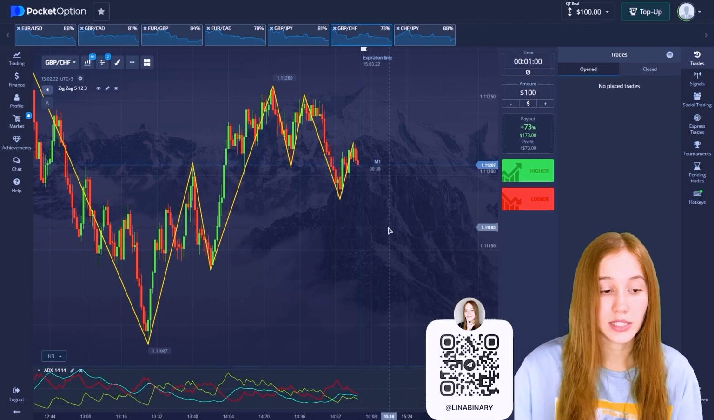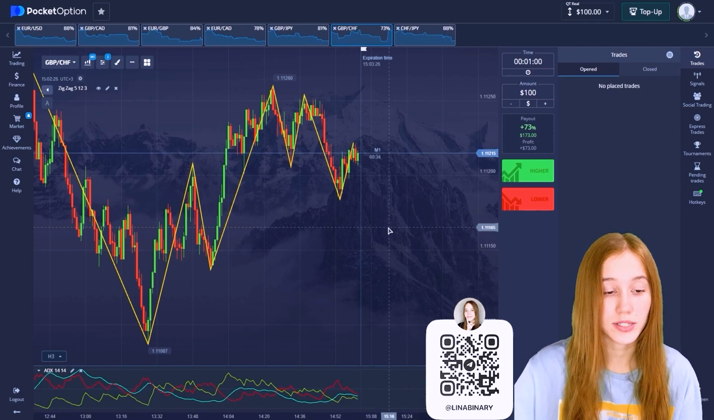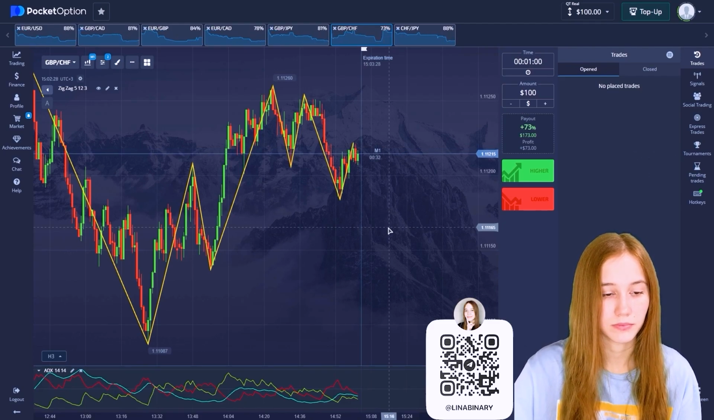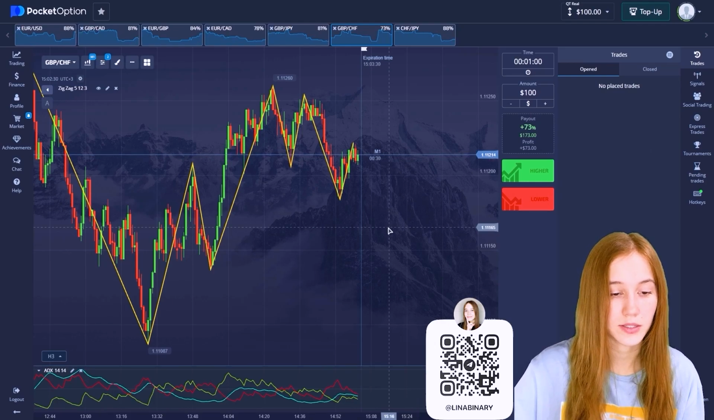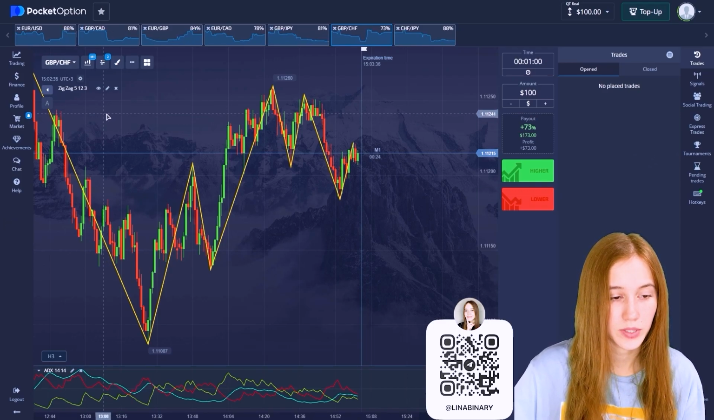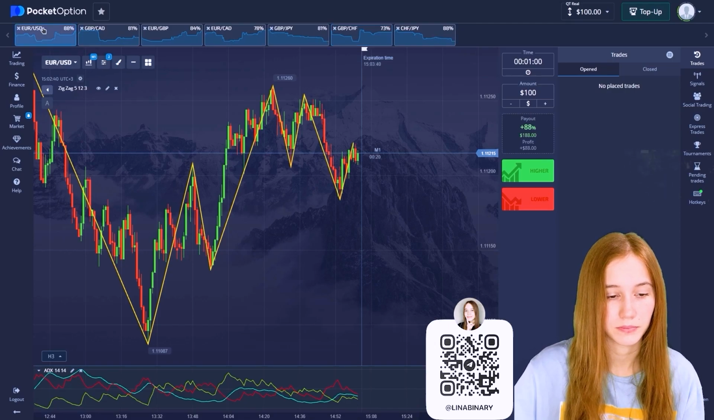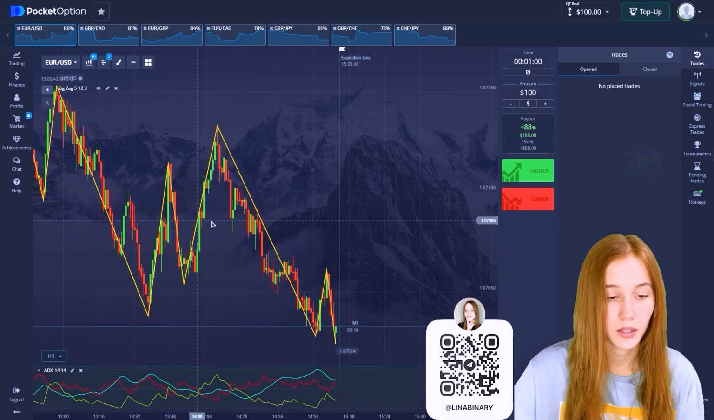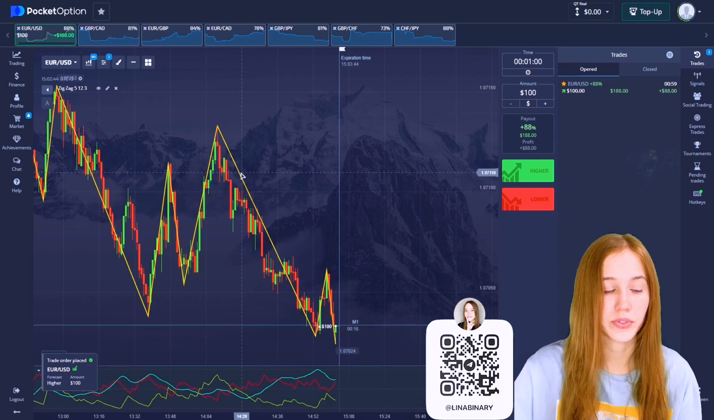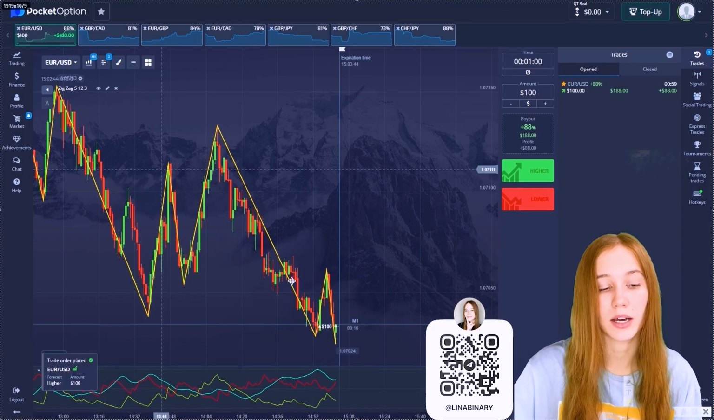So let's move on to the trading session and to our currency pairs. So we start with our first currency pair. Here we are on the first currency pair. Let's go up and begin our technical analysis.